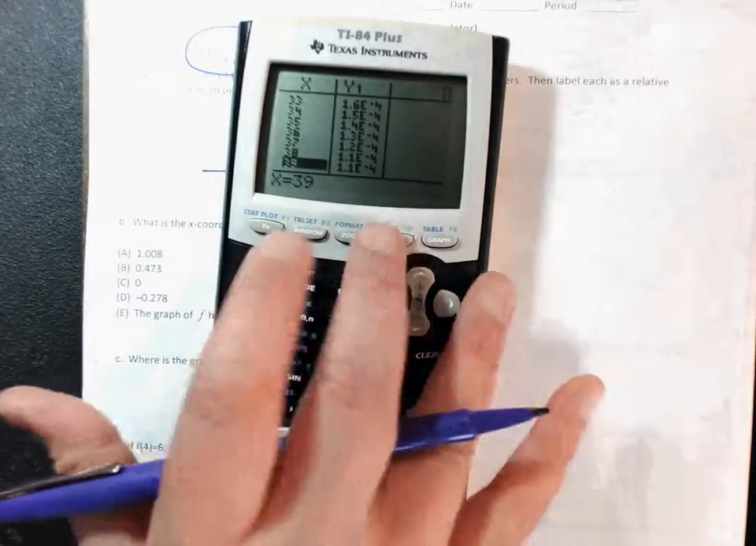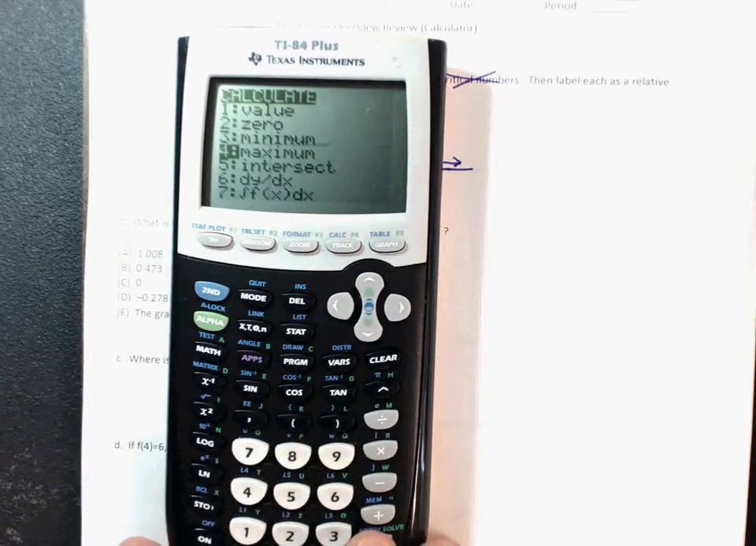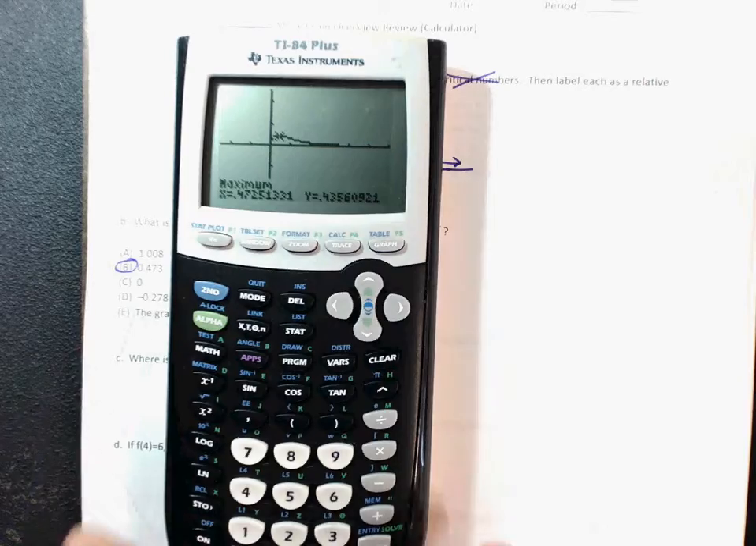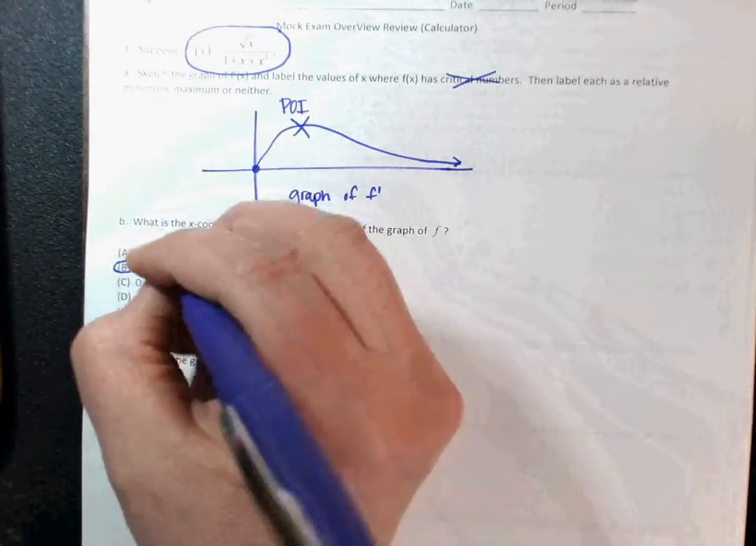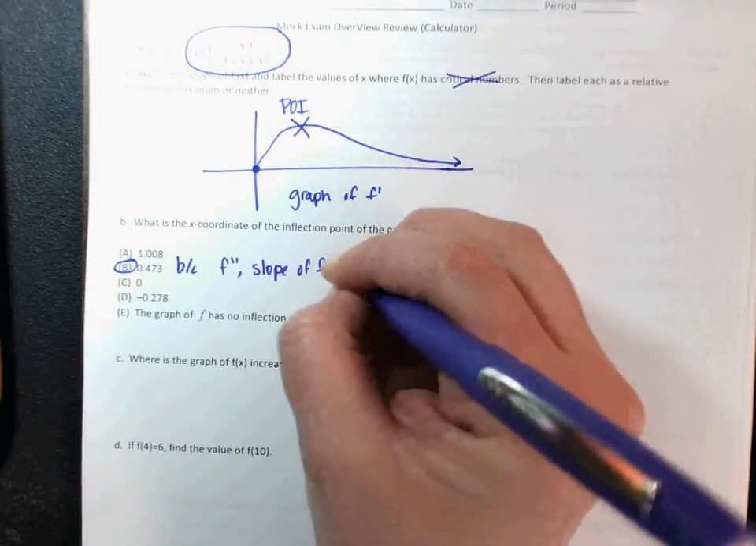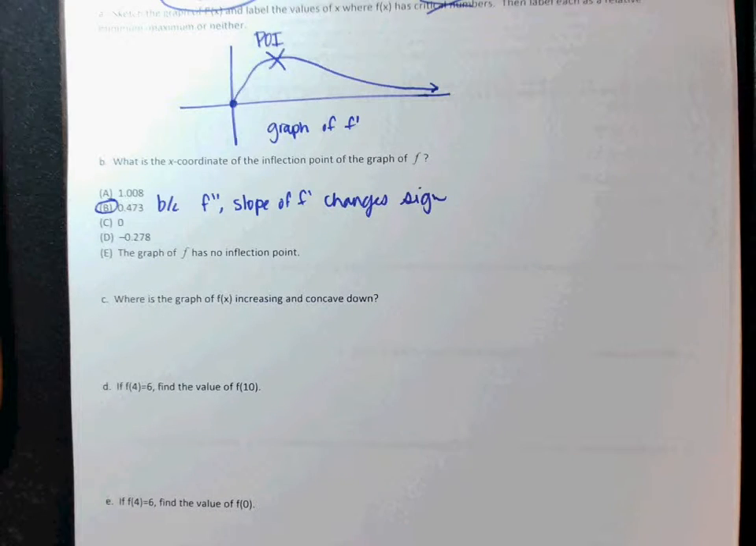Second trace, which option do I pick? The max. And then remember, I can use my arrows if I want to. I'm going to just type in 0 as my left bound, and then maybe 1 as my right bound. But if you don't want to type in specific numbers, you can arrow it as well. Then it says guess. I'm going to skip it. It looks like it occurs at 0.473, which is this one. Now, let's say that it asks you to justify. You'd say, because f double prime, the slope of f prime, changes sign.